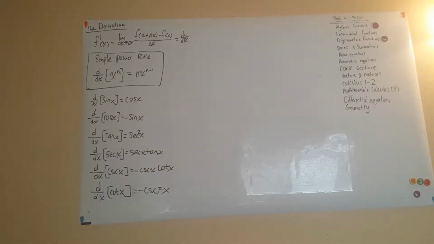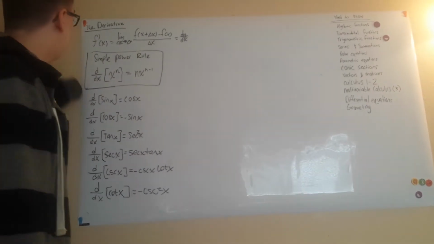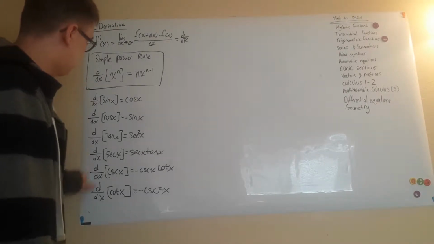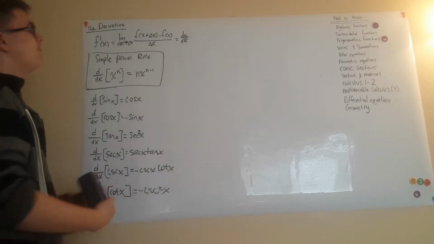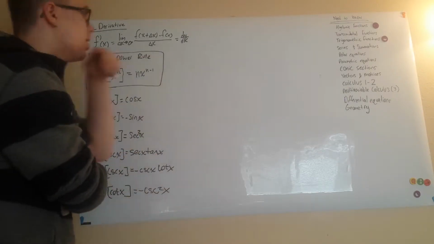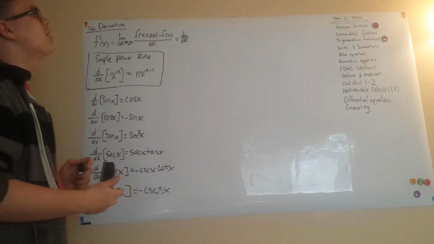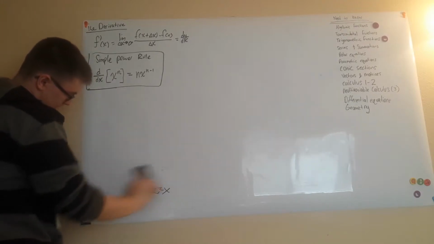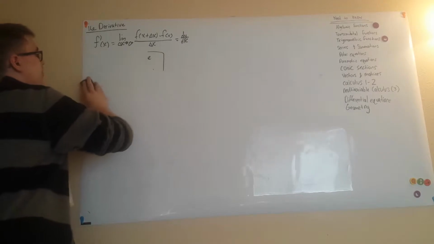Okay, so we got the simple power rule. We got our 6 trig derivatives. We got a lot of stuff, but not everything. I'm going to give you all the tools, at least most of the tools, right now.